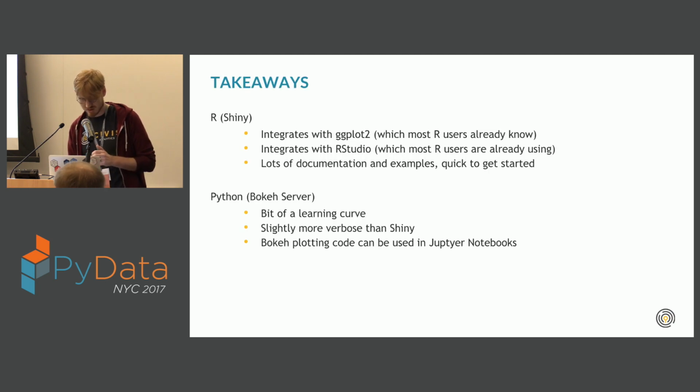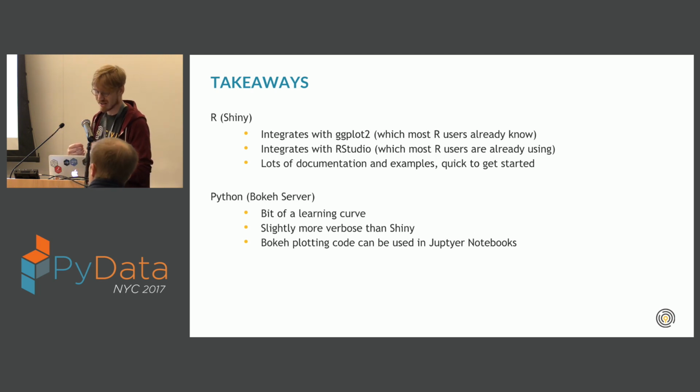Okay. So kind of the takeaways from this, these are my takeaways. R Shiny is really popular, and I think rightfully so. It integrates with everything that our users already know. They know ggplot2, they know RStudio, they're already using it. It's been around for a while, so there's tons of documentation and examples, very quick to get started.